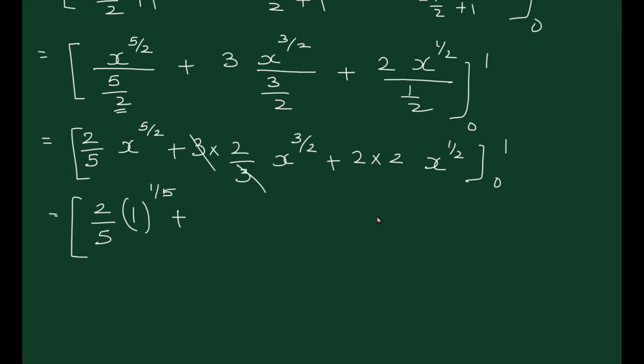Now 3 gets cancelled here. So we get 2, it is 1 actually. So 1 raised to 3 by 2 plus 4 into 1 raised to 1 by 2.